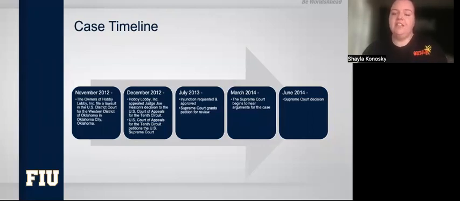After the preliminary injunction approval in July 2013, the U.S. federal government petitioned the U.S. Supreme Court in Washington, D.C. for a review of the U.S. Court of Appeals for the 10th Circuit's decision. The U.S. Supreme Court granted a request to review the Hobby Lobby case. In March 2014, the U.S. Supreme Court began to hear arguments for the case, and by June 2014, the court had made their decision.